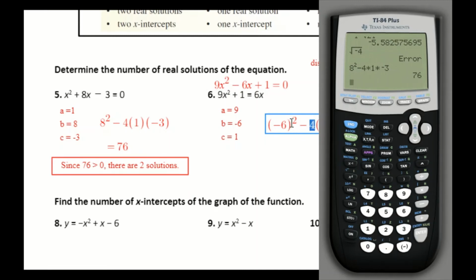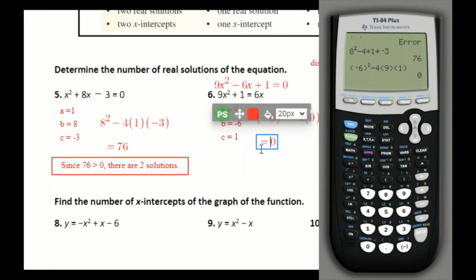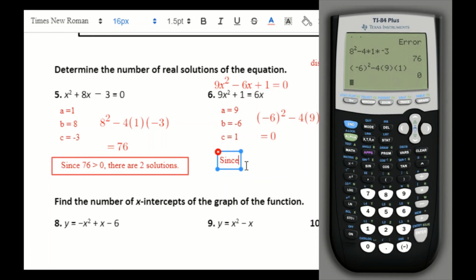And we're going to figure out what that equals by putting it in the calculator. Make sure you put the parentheses in. So negative 6 squared minus 4 times 9 times 1. I guess I don't really need to do the times 1, but I'm just going to put it in to be safe. Oh, it's 0. Okay. So since it's 0, we know there's going to be one solution. So we can say something like, since 0 equals 0, it's kind of a silly thing to say, but it's true, there is one solution.